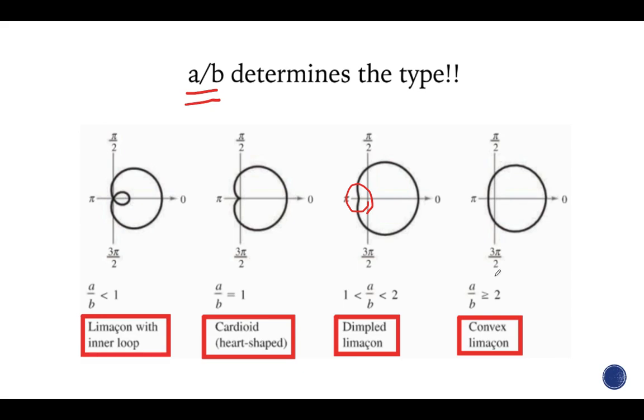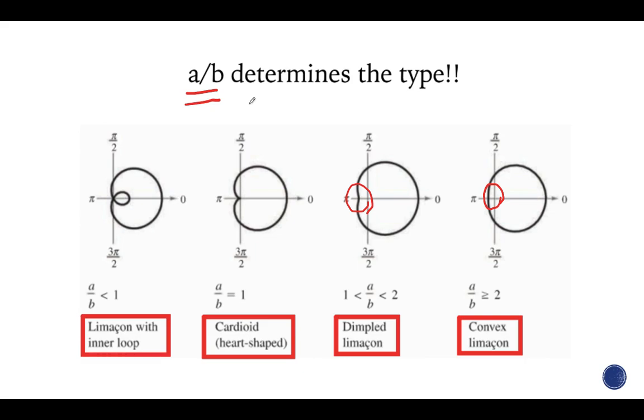If A over B is greater than or equal to 2, we have what we call a convex limacon. It almost gets flat right through here. You'll see how these are determined even by the graph itself, but that's one of the key things we take into consideration first. As we're graphing these limacons, we're going to determine what type we have, and then go ahead and graph it.